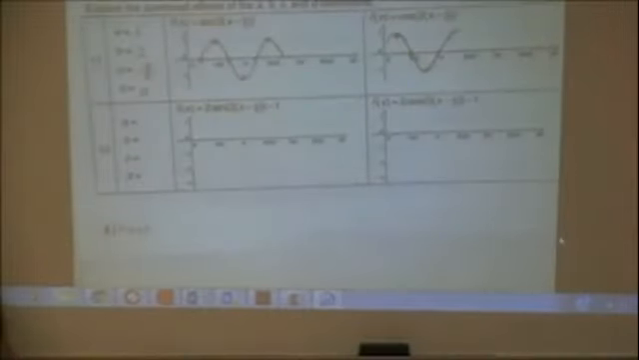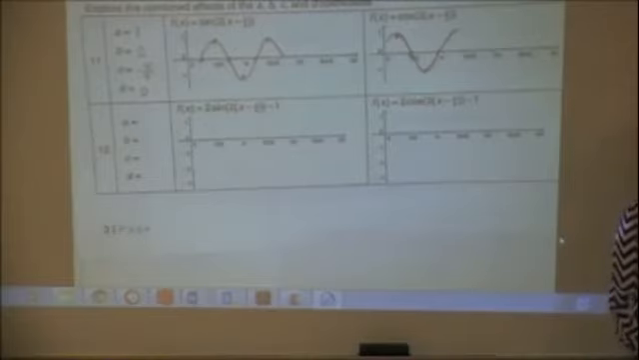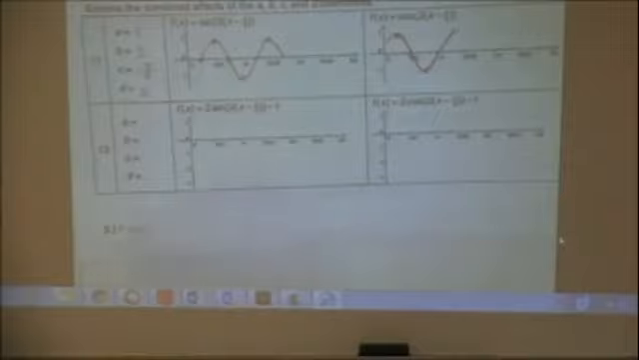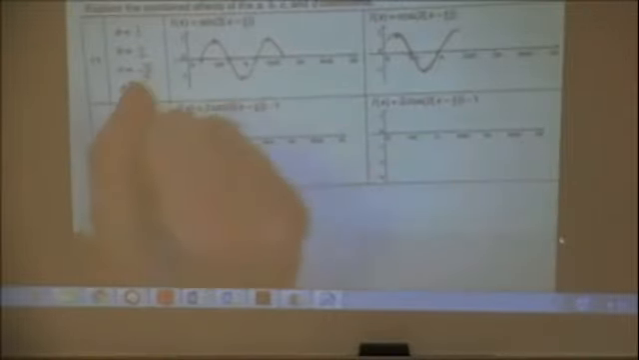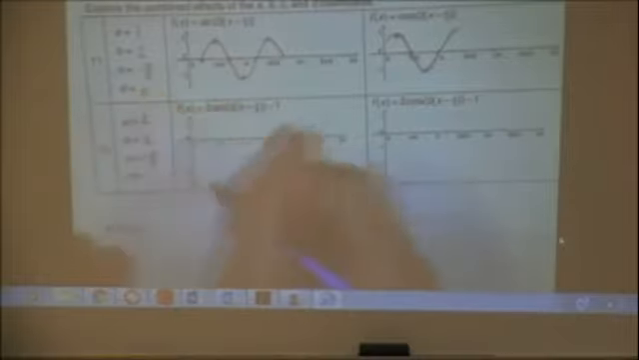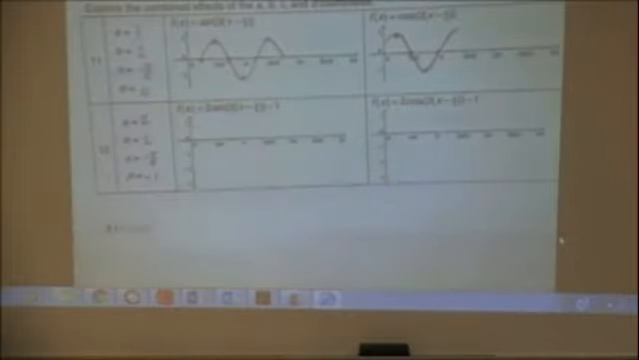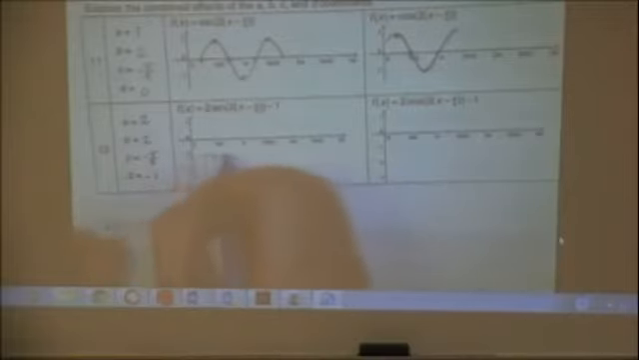Alright, so now we've got one that's got every kind of change. It's got both a vertical and a horizontal stretch or compression. It's got a vertical translation and a horizontal translation. So your A value, remember that's your amplitude, is 2. Your B value is 2. Your C value is minus pi over 4. And your D value is minus 1. Once I know my D value, I can put in my central axis. That might help me with my graphing.